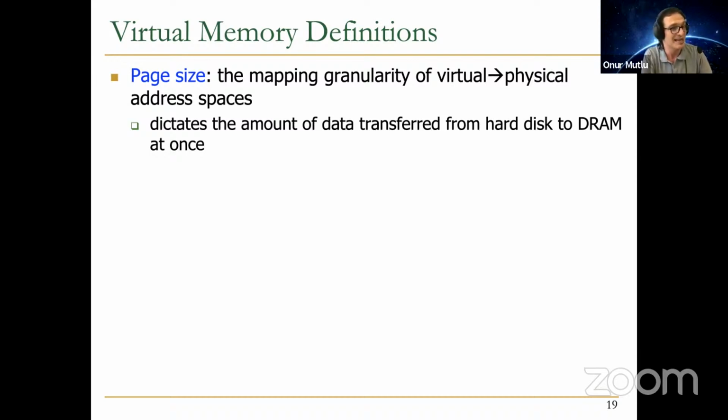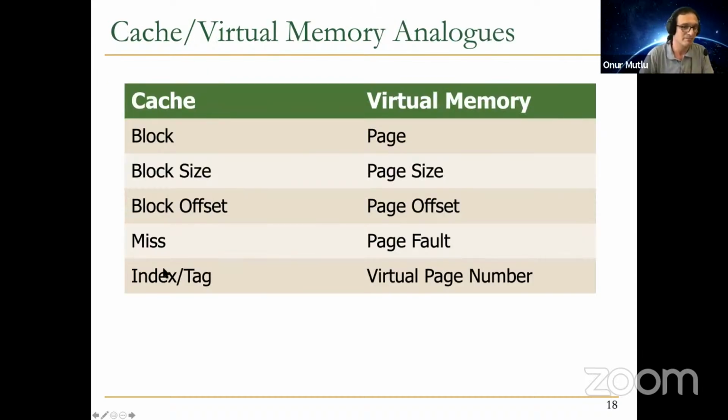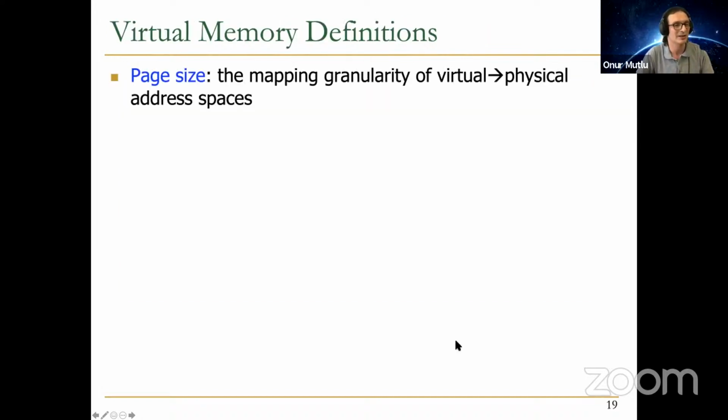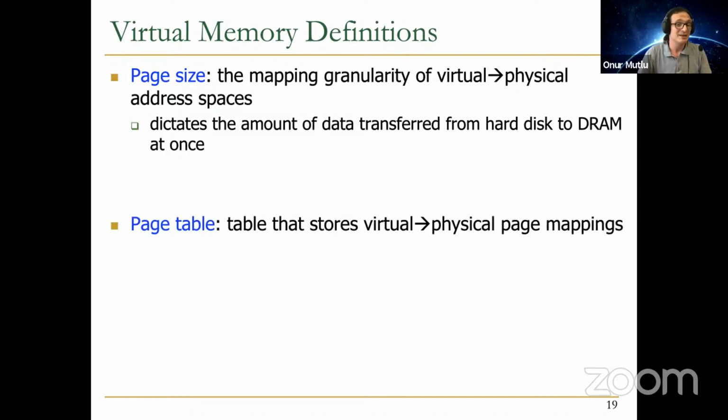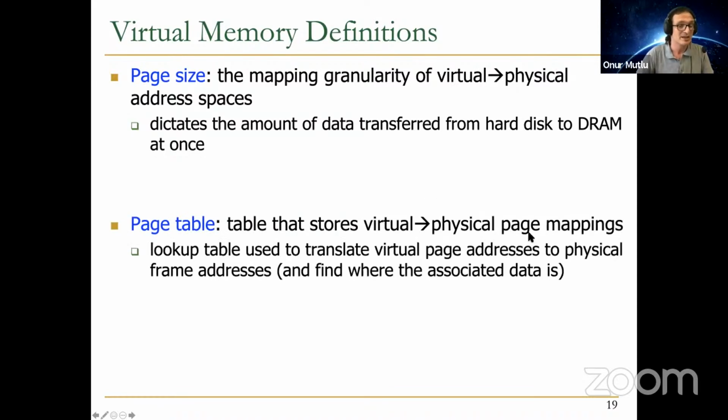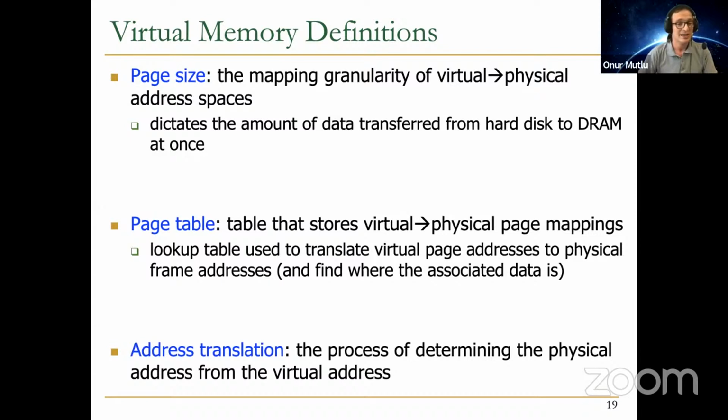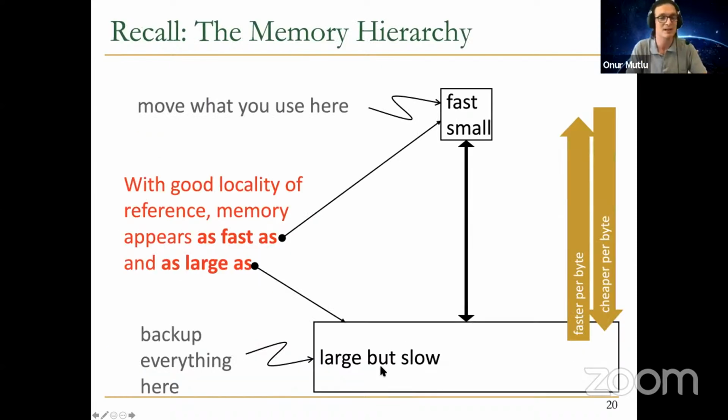This determines the page table size. Page table is essentially the tag store for the cache. I didn't say this explicitly over here, but we can add page table as potentially a tag store for the physical memory. Page table is the table that stores virtual to physical page mappings. It's really a lookup table used to translate virtual page addresses to physical frame addresses, and where to find the associated data is. So you can think of the translation table as a tag table as well, from the cache terminology, of course. And then address translation is the process of determining the physical address from the virtual address. So let's go over some examples of this.